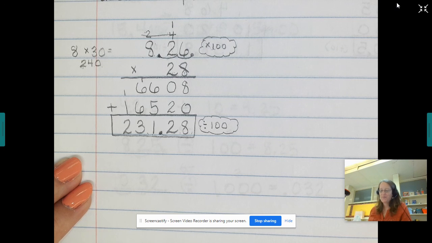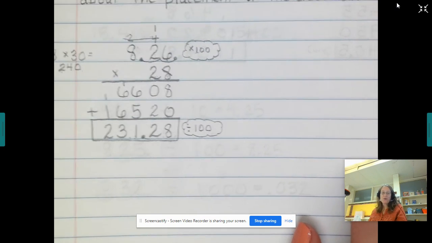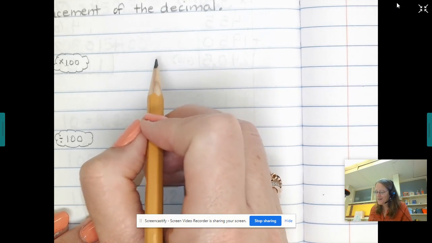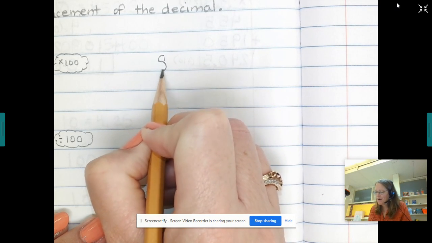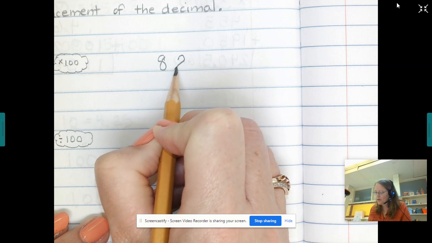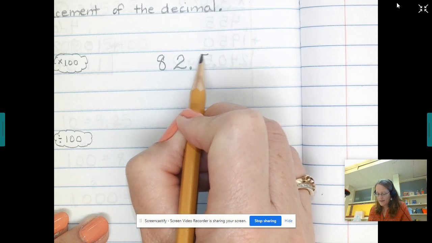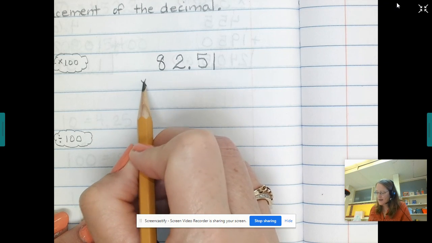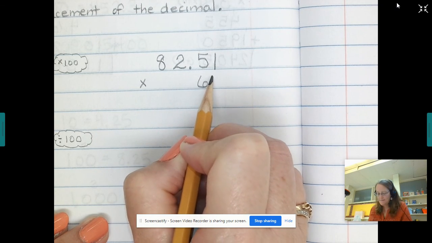Try this next one on your own. Pause the video and try and solve, and then unpause and check your work. 82 and 51/100 times 63.